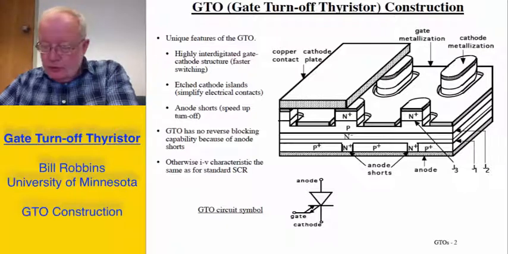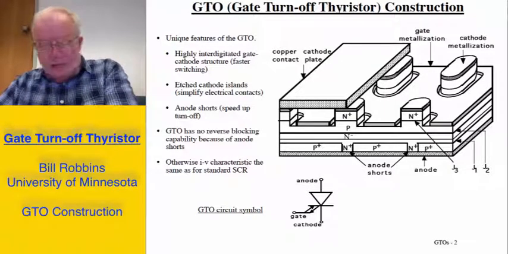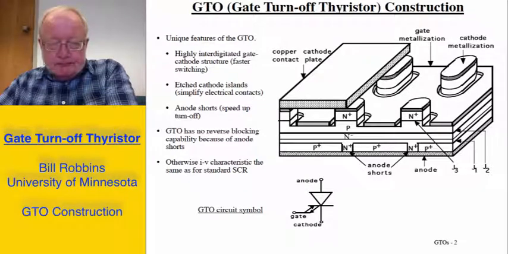dimension compared to the top of the cathode structure, and very close spacing between these mesas, so we have a highly interdigitated gate cathode structure, which makes it easier for the gate to turn off the thyristor by means of a negative gate current. These etched cathode islands also make it easier to make contact to the outside world because this top of the mesa has a metallization which is then in mechanical contact with a thick copper plate.